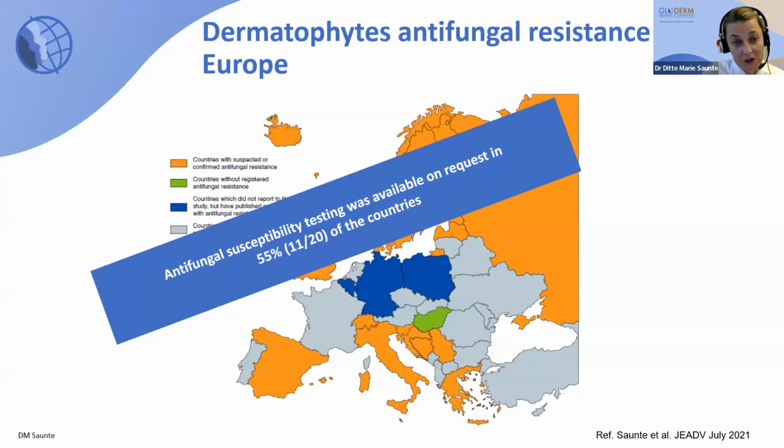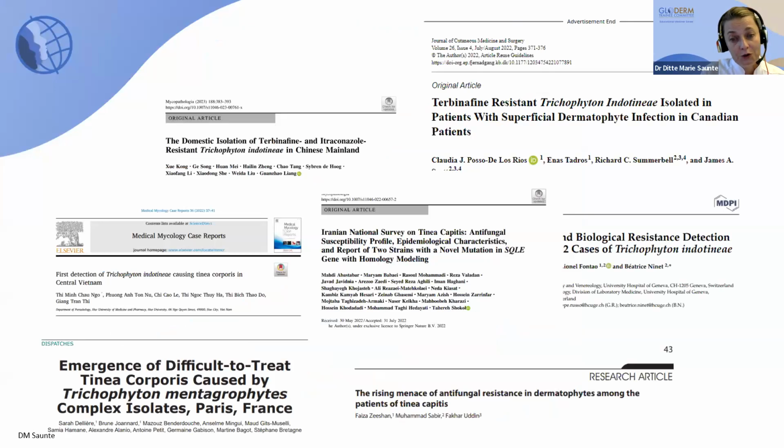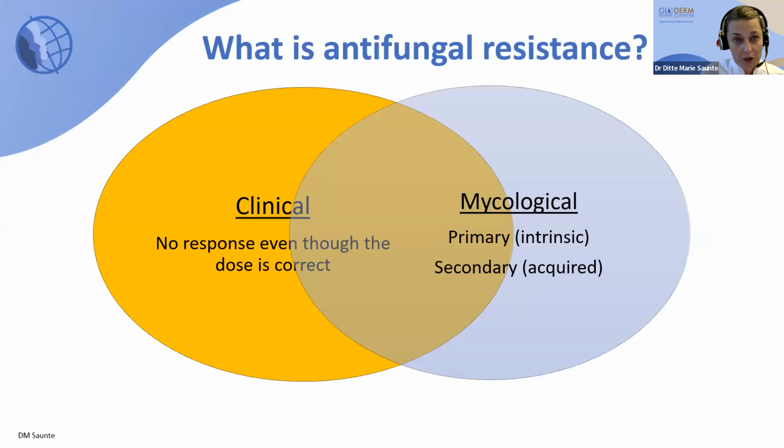So we have a problem confirming antifungal resistance in most countries, I think worldwide, as a routine diagnostic. Just to show you some headlines from publications where antifungal resistance among dermatophytes is quite widespread, and now not only in India but also in patients with tinea capitis. So we have to be aware that antifungal resistance exists among patients with different kinds of dermatophytosis.